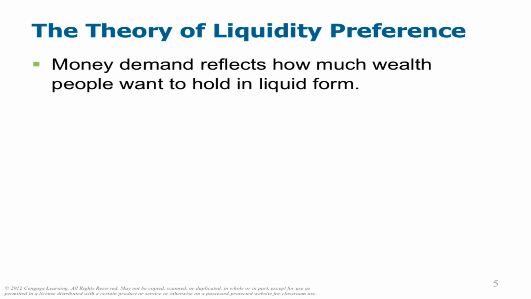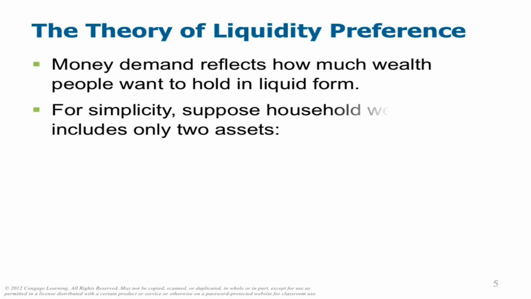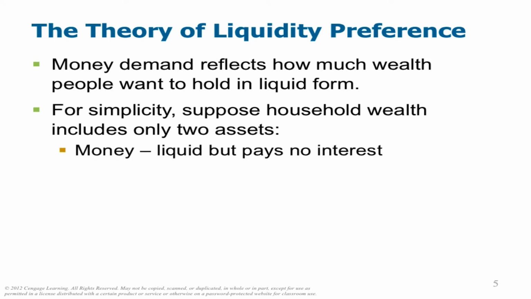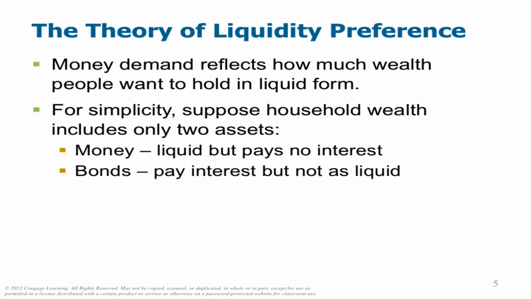All right. So we're going to suppose, for our purposes here, that household wealth is comprised of only two things. Your money, which bears you no interest because it's in your pocket and not in a bank, and bonds, which pay interest but aren't as liquid. That's your only wealth as a household.